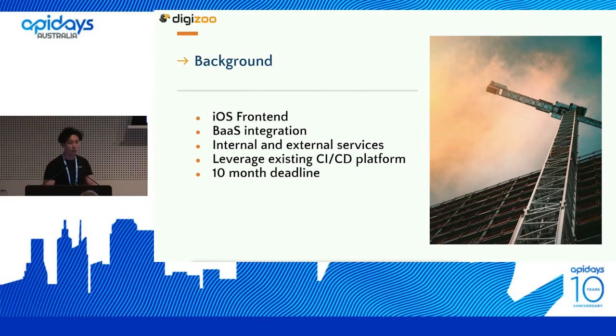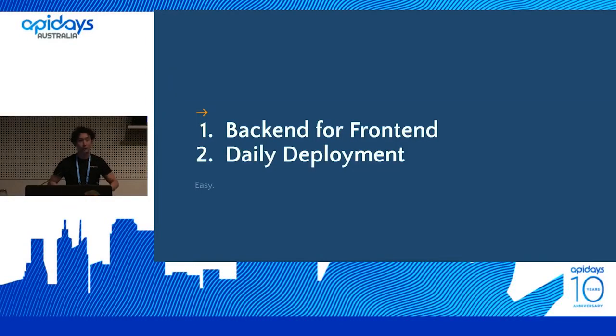So to give a background of what we're building within the month of 10 months: an iOS front end on launch with a subsequent iOS front end post-launch. And then a BaaS integration, as well as internal and external service integrations, as well as leveraging an existing CI/CD platform. So pretty much we're building everything from scratch from day one. So how do we do it?